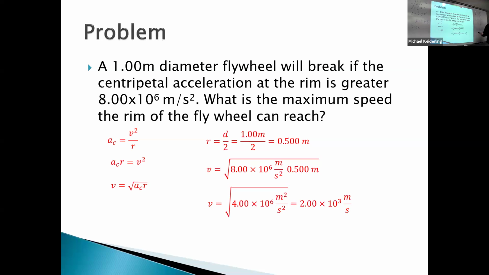Square root. That's 4 times 10 to the 6, or 2 times 10 to the 3rd meters per second, or 2,000 meters per second. So I can get the edge of this flywheel up to 2,000 meters per second before it tears itself apart.